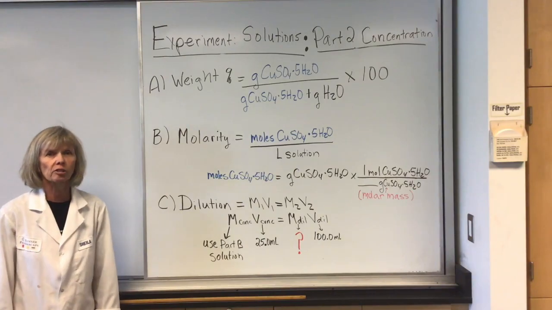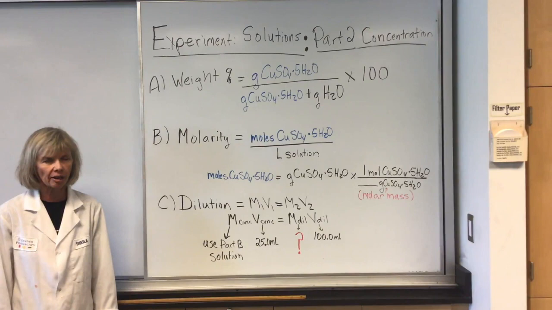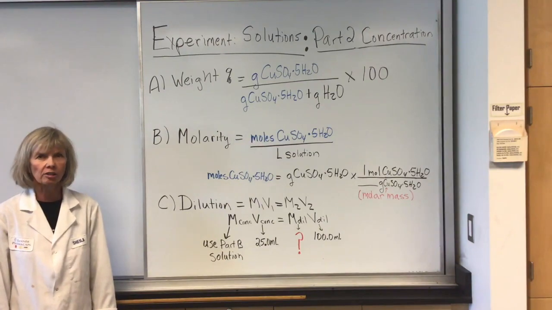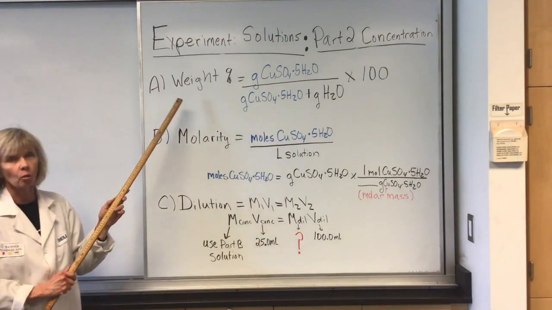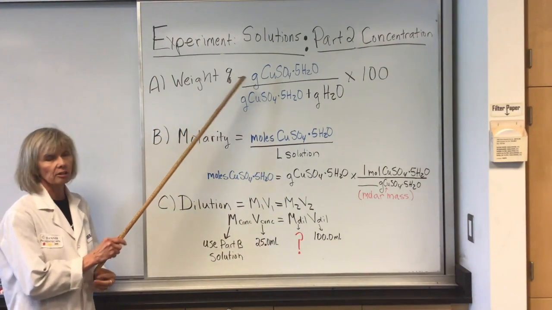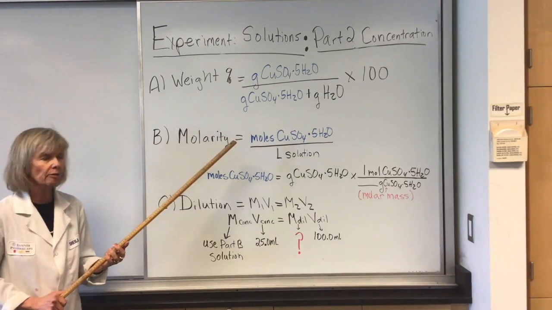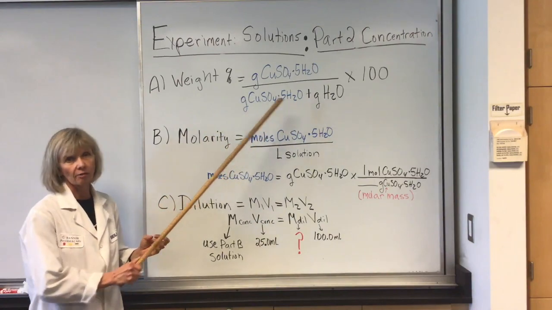In part 2 of our solution lab, you'll be making aqueous solutions of copper sulfate pentahydrate and then determining the concentration of the solution you made. The first part will be determining the weight percent. Weight percent is the mass of your copper sulfate. You'll be weighing out between 2 to 3 grams of copper sulfate pentahydrate divided by the mass of your solution.